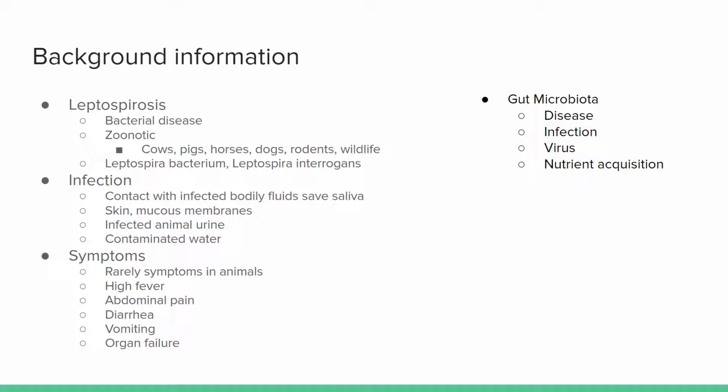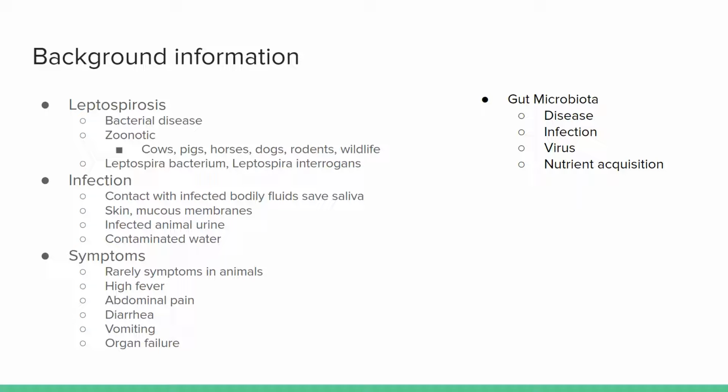So, some background information is that leptospirosis is a zoonotic bacterial disease, and zoonotic means that it can be transferred from animals to humans or from humans to animals. The main animals that harbor this bacteria are cows, pigs, horses, dogs, rodents, and various wildlife such as raccoons and deer. Some modes of transmission are contact with infected bodily fluids, such as urine, not saliva, bacteria to skin contact, bacteria to mucous membrane contact, and contact with or ingestion of contaminated water.